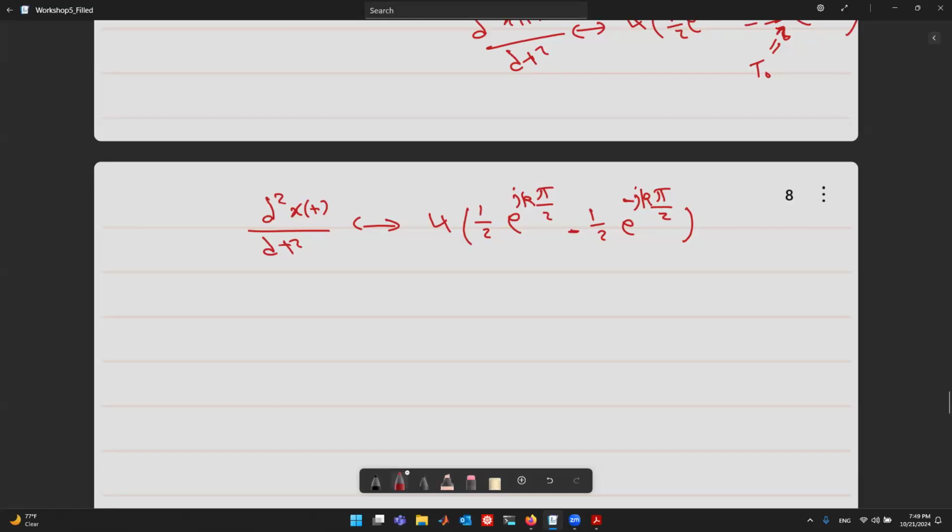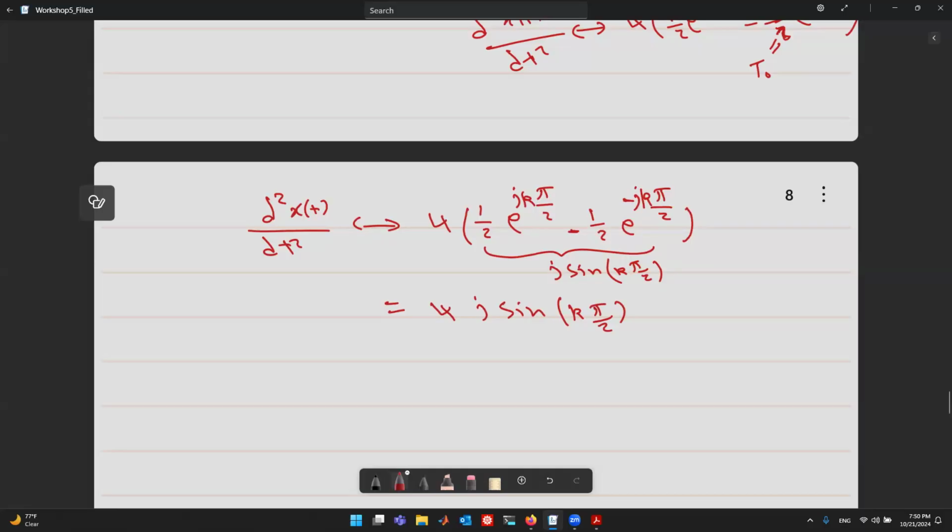Now from Euler's formula, we know that this can be written as a sine, but what's missing here is the j term. So this can be written as 4 j sine k pi over 2.